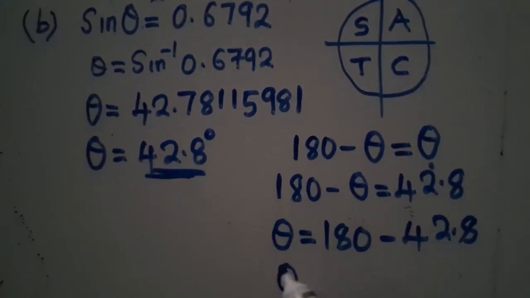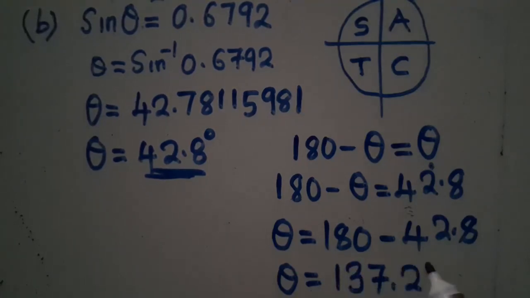So here, you do your calculations, where you say 180 minus 42.8. The answer is 137.2 degrees. This is your answer. This is what you are supposed to know. This is what you need to understand. Hope you are understanding something here.